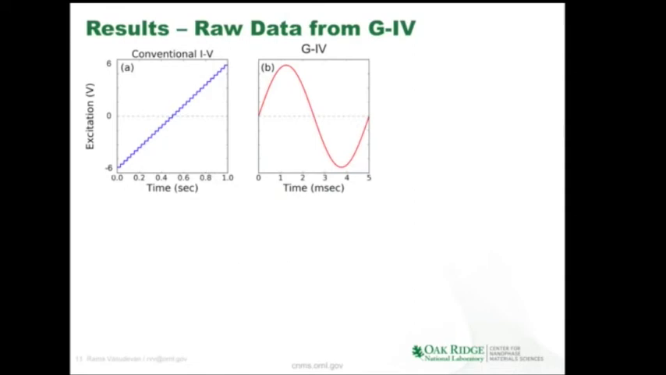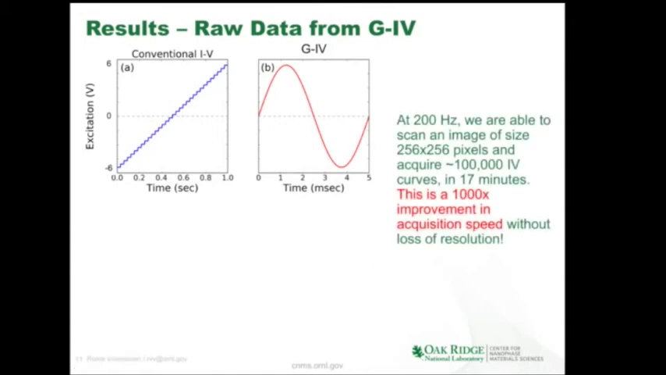In this case, here is our comparable waveform. On the left-hand side is our conventional IV curve, and this is our general mode IV curve, where we can basically acquire at much faster rates, at 200 Hertz in this case. So at 200 Hertz, we're able to scan an image of size 256 by 256 pixels and basically acquire 100,000 IV curves in about 17 minutes, and this really is a 1,000 times improvement in acquisition speed.